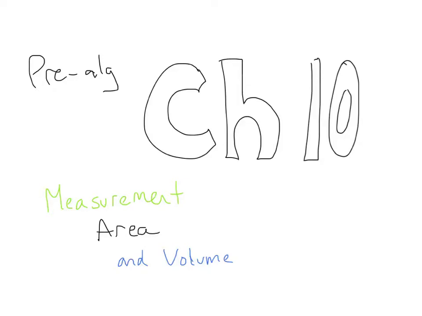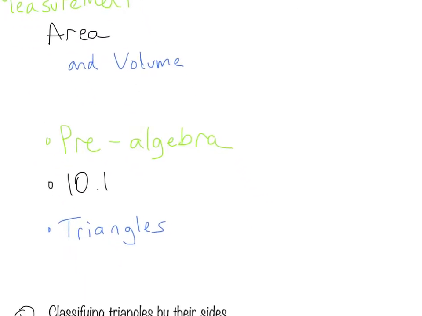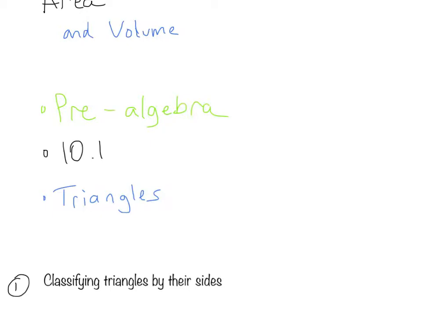All right, everyone, we are now in chapter 10 for pre-algebra. We're going to be talking about measurement, area, and volume. So today we're starting off with 10.1, and we are going to be talking about triangles.